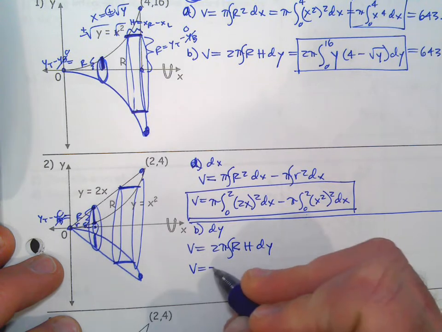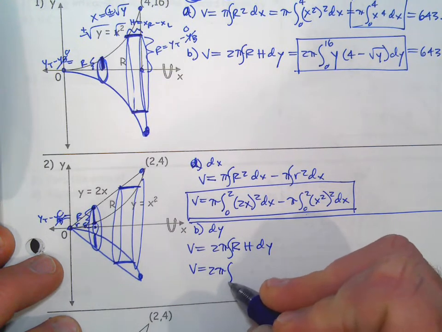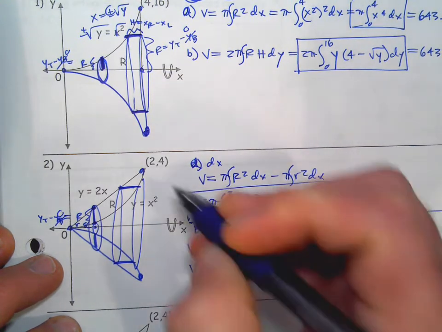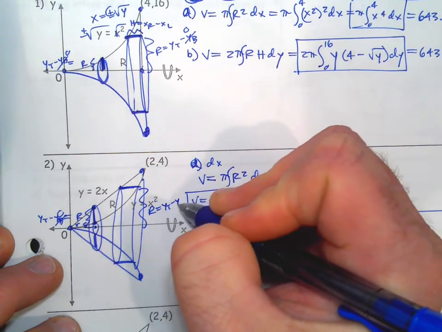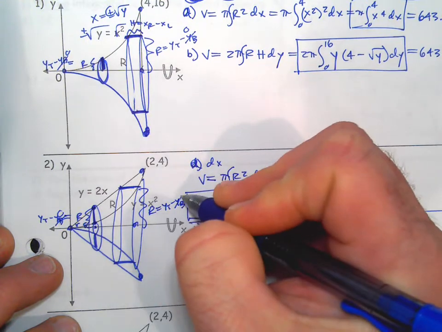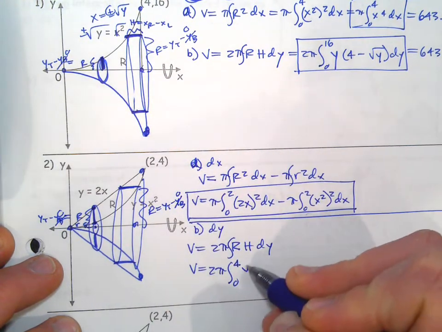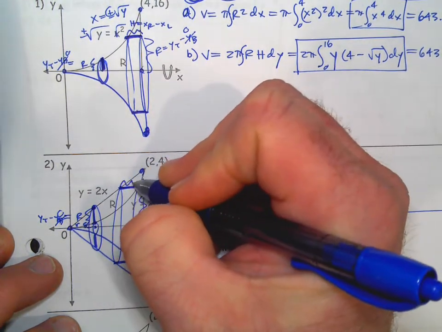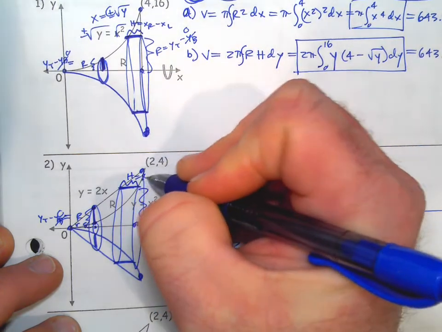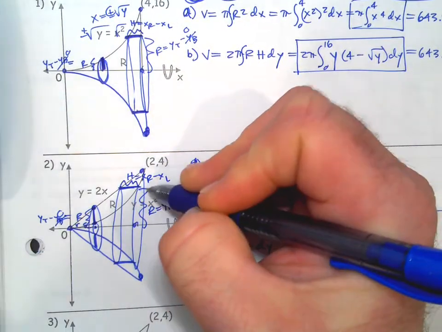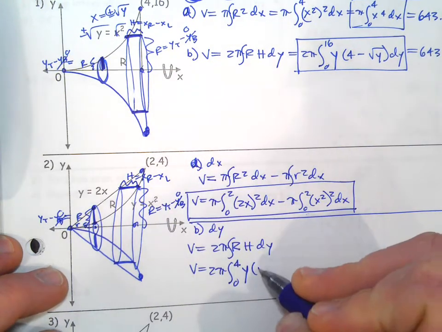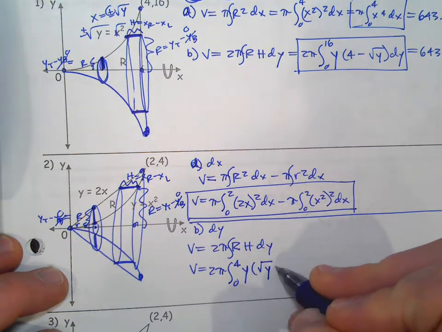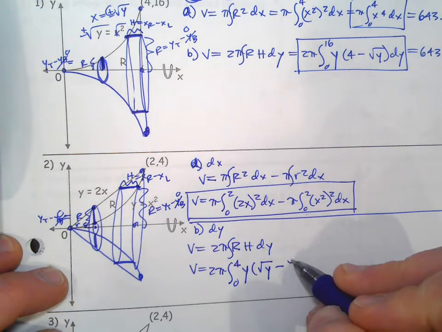So the limits are in the y direction, 0 to 4. The radius is y top minus y bottom, and then y bottom is 0, and y top is just whatever y we're at, so it's just y. The height depends on the curves, x right minus x left. Now we need to get this x right in terms of y, so that's going to be the square root of y minus y over 2.